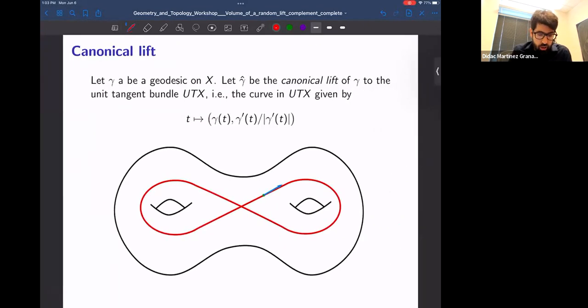Given a closed geodesic gamma on the surface X, such as this geodesic gamma here, I can consider its canonical lift to the unit tangent bundle, where I equip the closed geodesic with the unit vector at each point corresponding to the tangent vector to the geodesic at that point, the unit tangent vector. That's what I call a canonical lift of gamma. So gamma is a geodesic on X, and I consider its canonical lift in the unit tangent bundle.